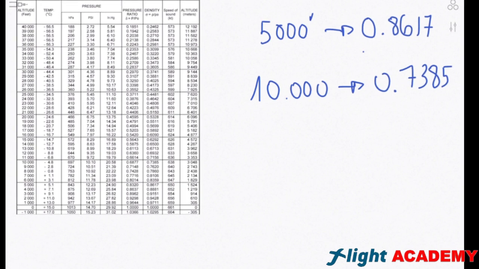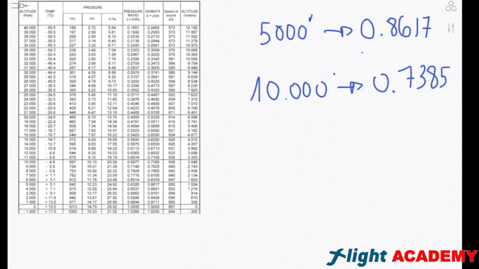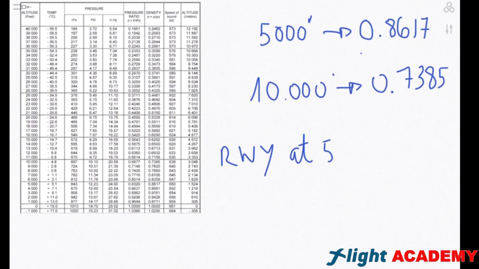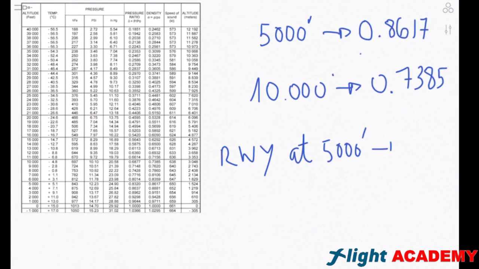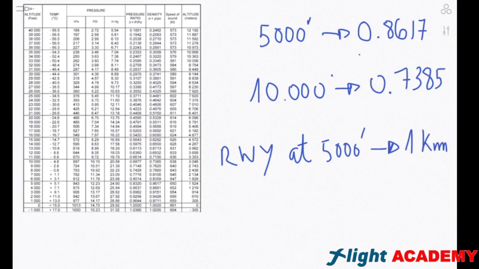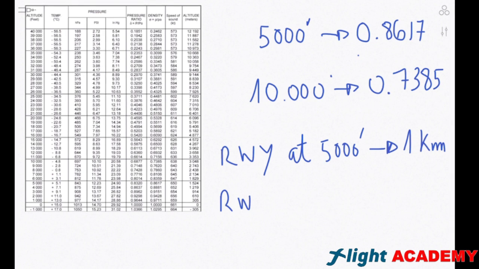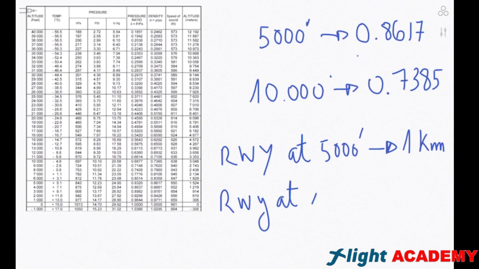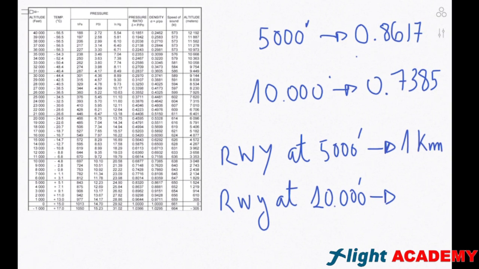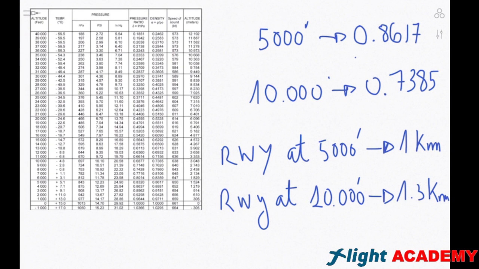So we, as engineers, calculate the runway distance, for example, at 5,000 feet, and it will be, I'm inventing, 1 kilometer. Imagine that now our runway is at 10,000 feet. How much runway would we use? Maybe 1.3 kilometers because of the density. At higher levels, we have less density, as we can see.